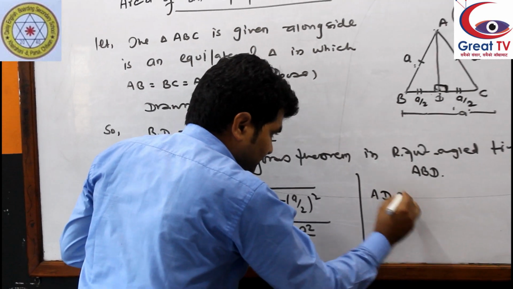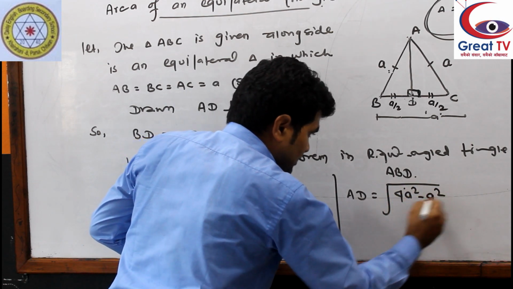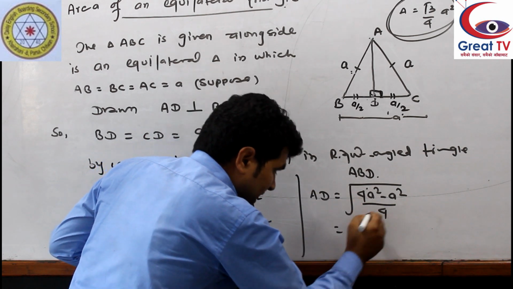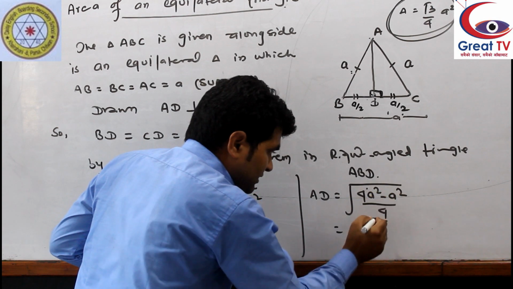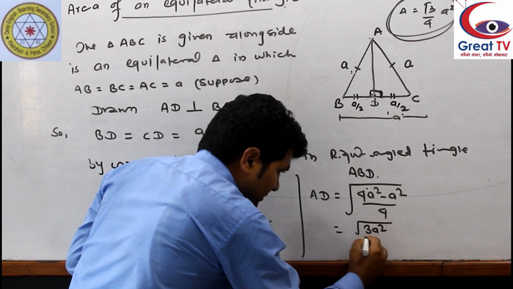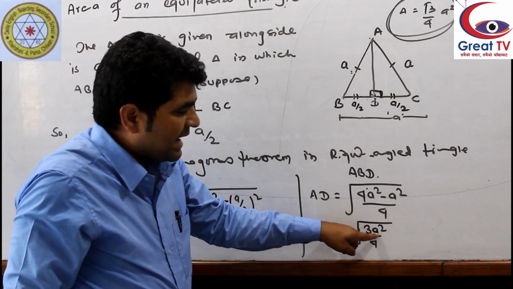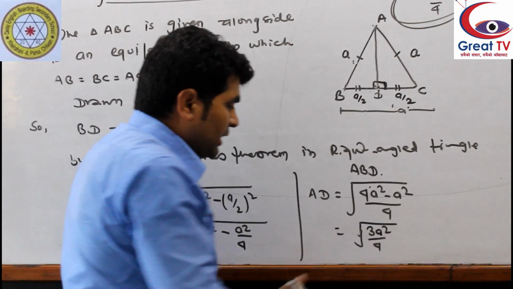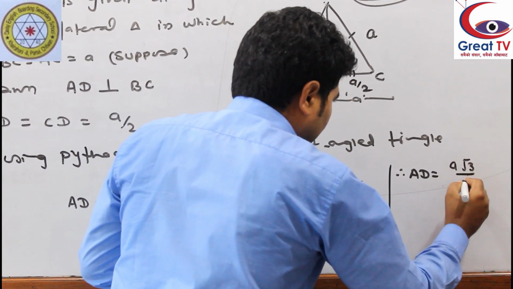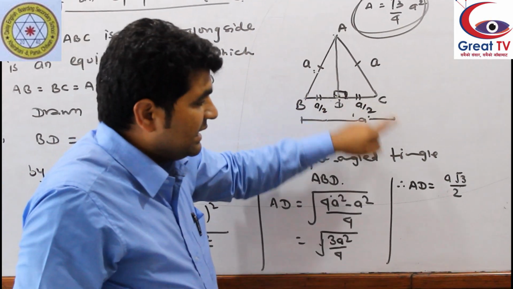Now the value of AD equals root under 4a squared minus a squared divided by 4, by taking the LCM. Now 3a squared divided by 4. From the numerator we can take a outside the radical sign, and in the denominator the perfect square comes out of the radicand. Therefore AD equals a root 3 divided by 2. Yes, the value of AD, the height of triangle ABC, is a root 3 by 2.